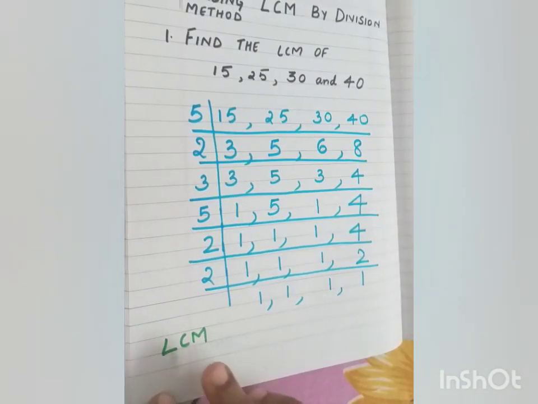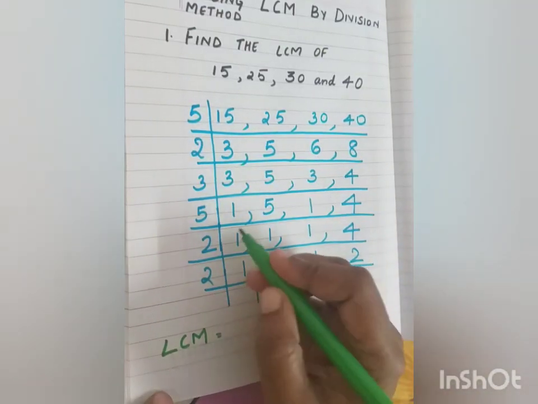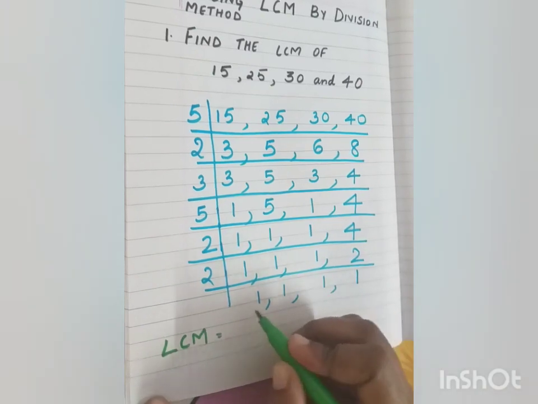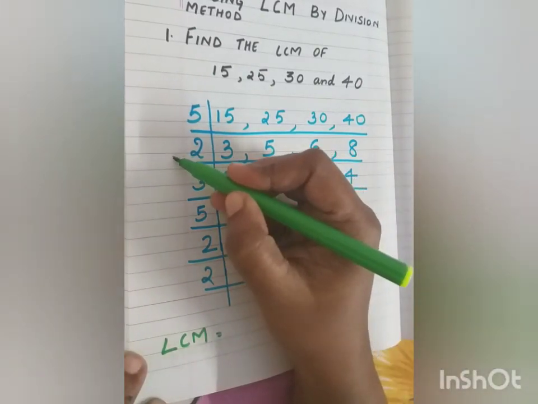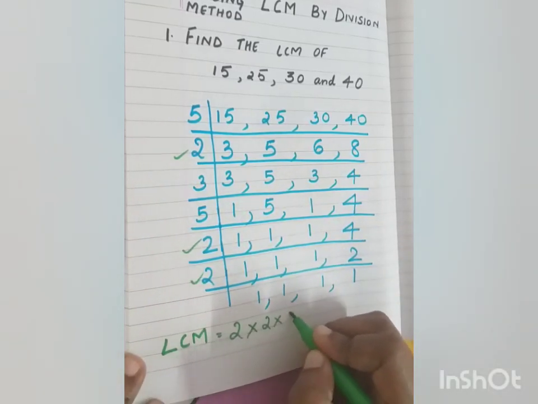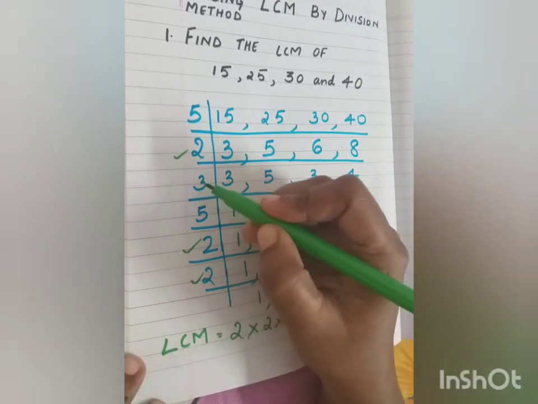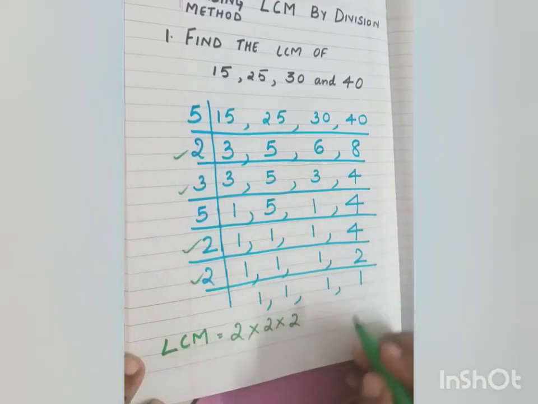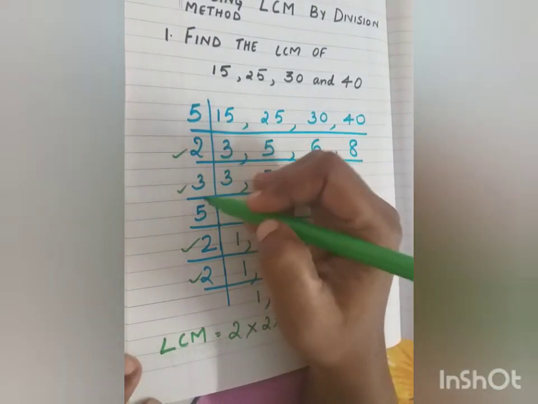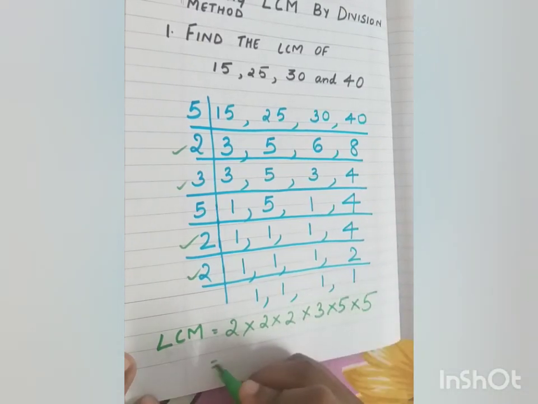So therefore for the LCM, we can write all the numbers which are here, in ascending order. So here, how many 2s do we have? 1, 2 and 3: 2 into 2 into 2. You can write in any order, that doesn't matter. Then after 2 the next is 3 into 3. Then next we have 2 5s, so into 5 into 5.